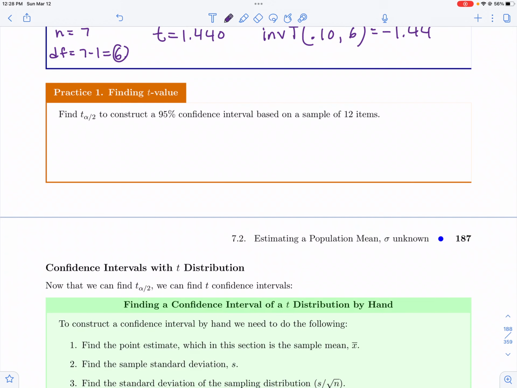All right. Well, hopefully on practice one, everybody found their t-score to be 1.796. And if you didn't, just let me know if you came up with something different.